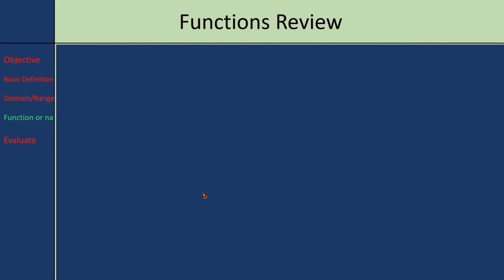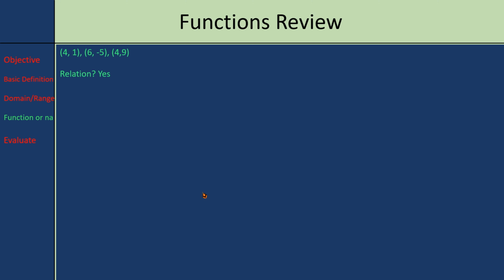Now we have to decide, if they give you something, you have to decide whether it's a function or not, or is it even a relation, right? So here's how we do it. First one, they give you a bunch of ordered pairs. Okay, is it a relation?